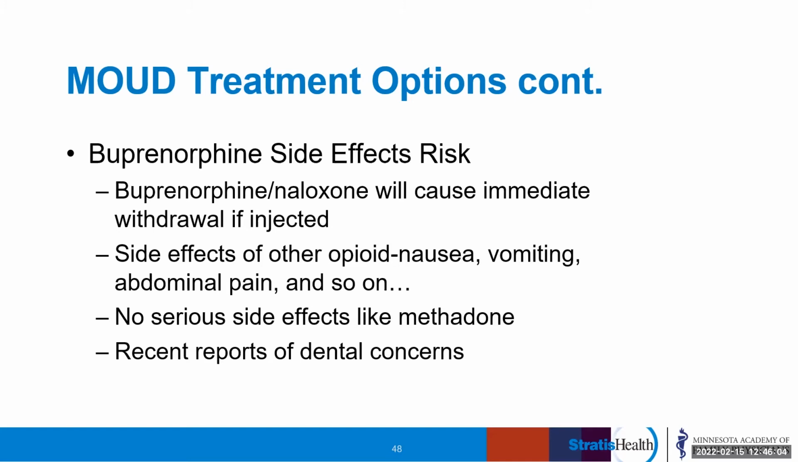One of the other side effects, obviously, we see the same things with any opioid. You get that opioid nausea, the vomiting, you get abdominal pain. Those are fairly common, but really no severe side effects like methadone. One of the things we've seen lately, and we're actually going to be talking about this on a podcast, is some of the recent reports about dental concerns.